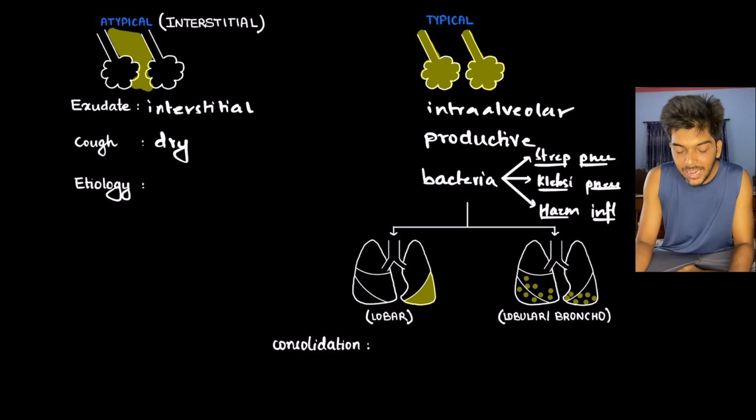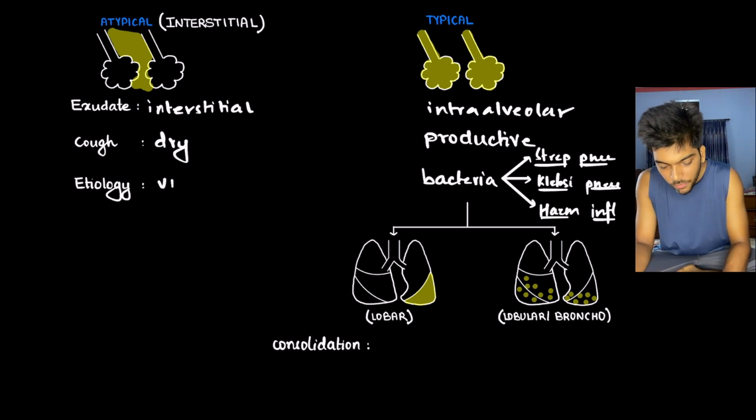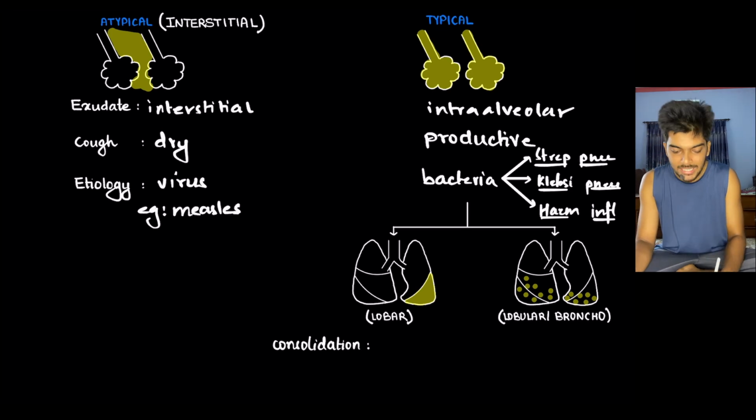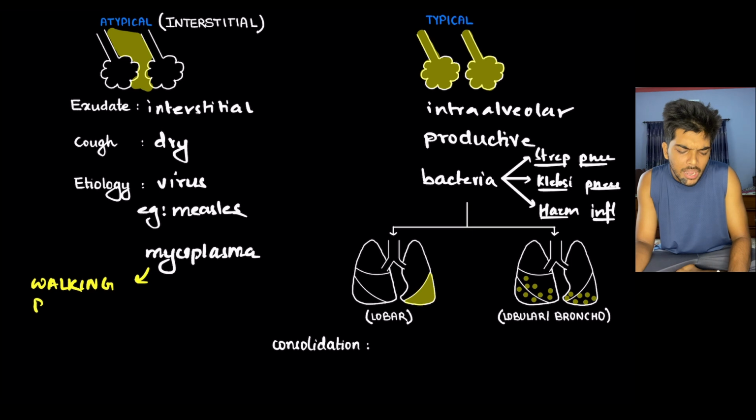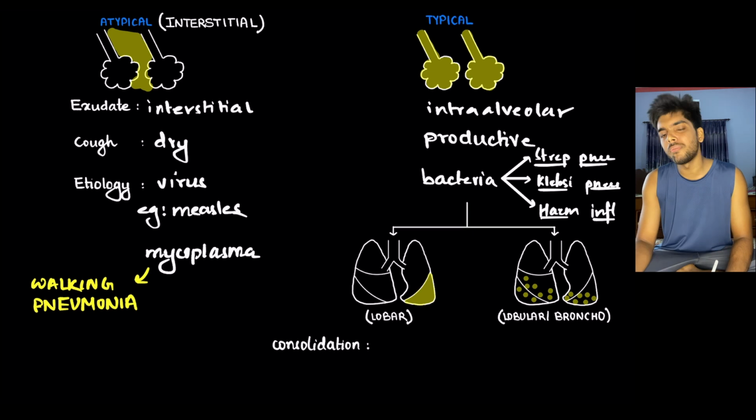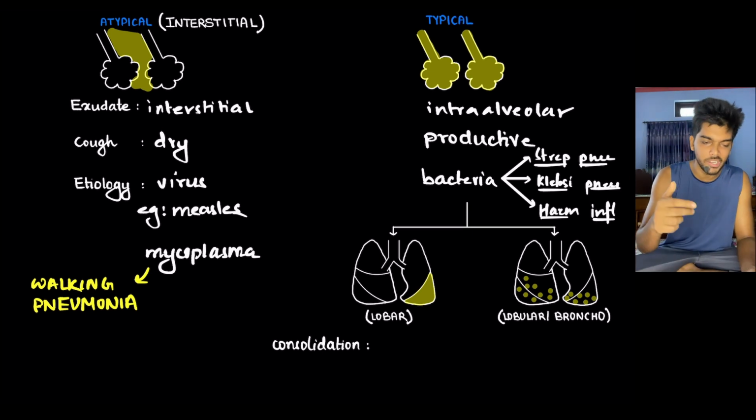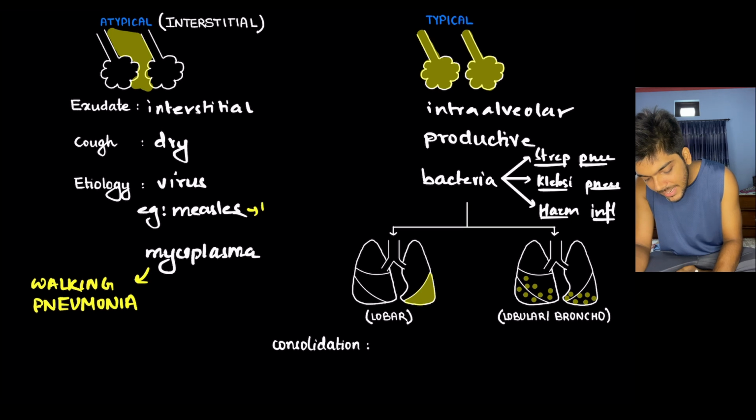Atypical pneumonia, on the other hand, is usually due to virus, for example, measles. But there is an exception. One bacteria by the name of Mycoplasma also causes atypical pneumonia. Mycoplasma causes something called walking pneumonia. What is walking pneumonia? It's a type of pneumonia caused by Mycoplasma where the symptoms are not that severe, so the patient can simply walk to the hospital. Measles causes Hecht's pneumonia.